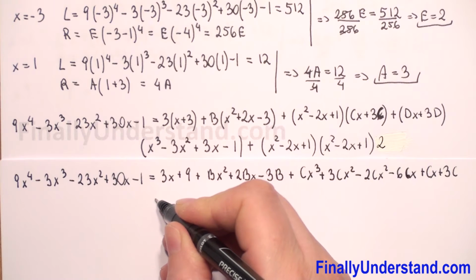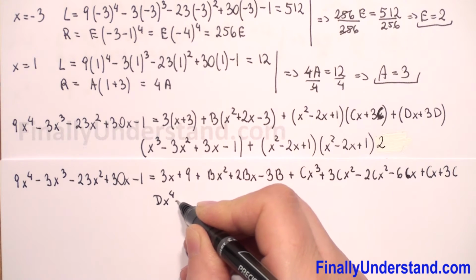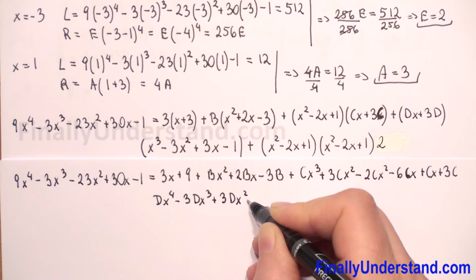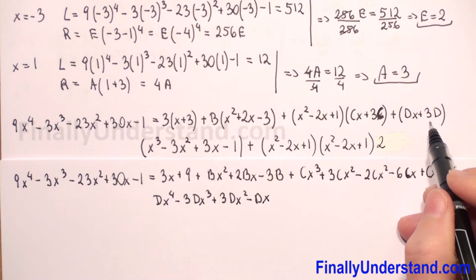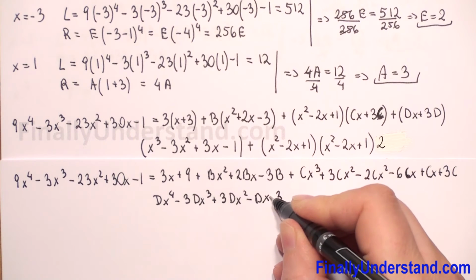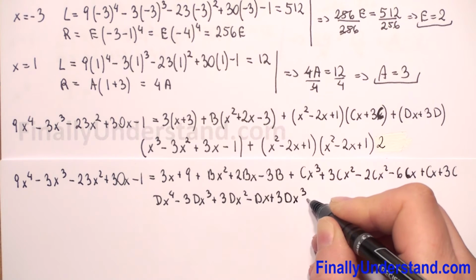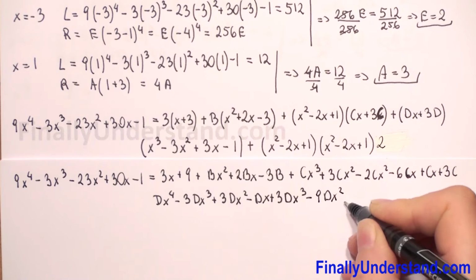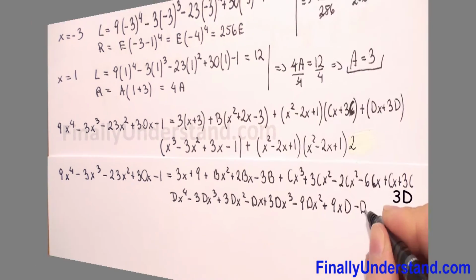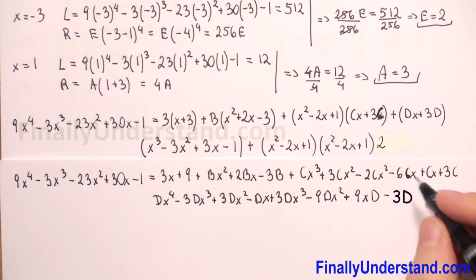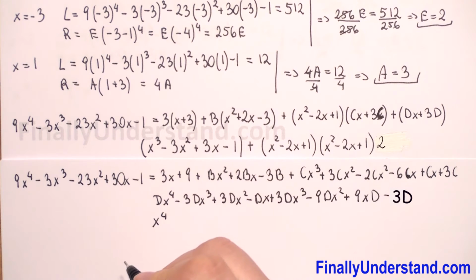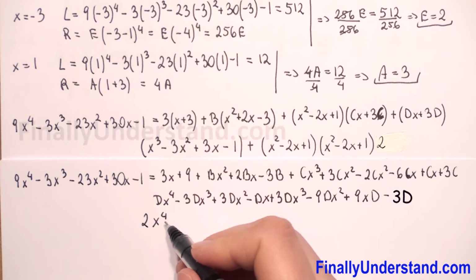dx times x cubed, so is dx to fourth power minus 3dx to third power plus 3dx square minus dx, and now we will multiply by 3d every expression in this parenthesis. So we have 3 plus, of course, 3d x cube minus 9d x square plus 9x d minus d, and now we have to multiply x square by x square, so it's x to fourth power times 2 we have, so it will be 2x to fourth power.